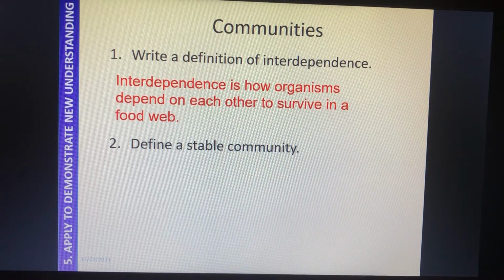Define a stable community. Now we've got lots of different populations of species within a community, and a community is everything that lives there. Some people get confused between population and community. So population is of a single species, community is everything that's living in that area. And if it's stable, it means that the numbers of each of the populations of species there don't fluctuate very much. They stay fairly constant, and the only thing that would upset that stable community is maybe a new predator or a disease or something that's going to come in as an outside influencing factor and unbalance that stable community.